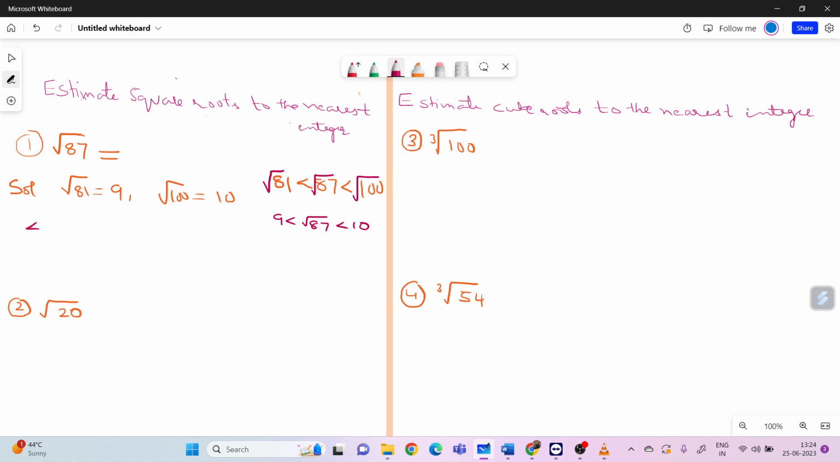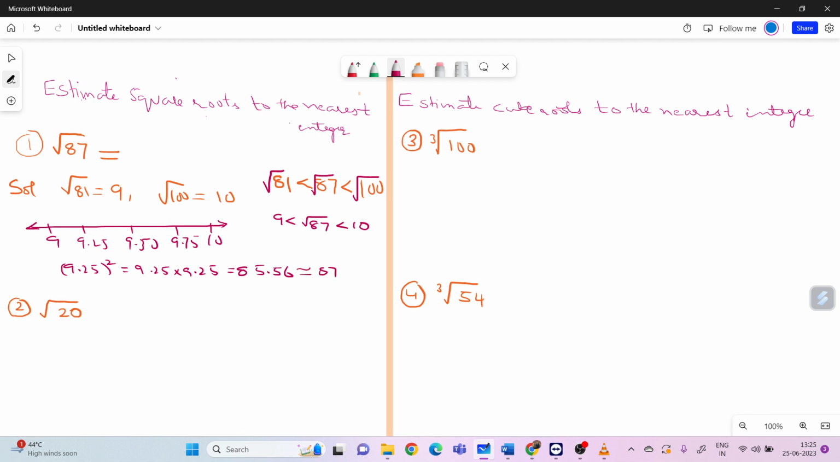So now we will draw the scale from 9 to 10. So this I will take 9.25, this is 9.50, this is 9.75. 81 is close to 87, so they are close. So let me square 9.25. What is 9.25 squared? 9.25 into 9.25. How much are we getting? We are getting 85.56. It is almost nearly equal to 87.